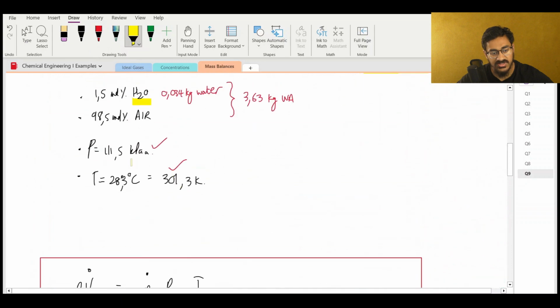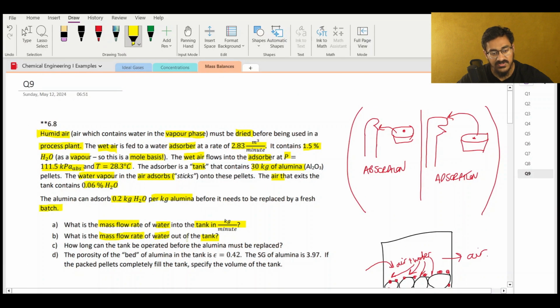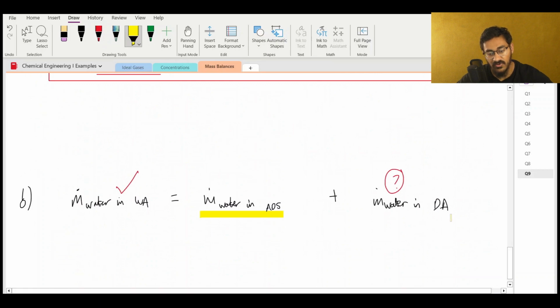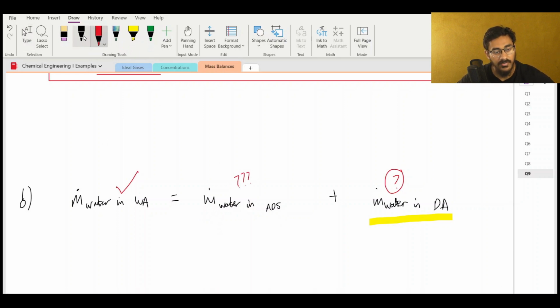Or let me just see that again. What does the question ask me? What is the mass flow rate of water out of the tank? So I actually want to know what is the mass flow rate of water here. Okay, and I want to know what is the mass flow of water in the adsorption stream. So now, and I didn't make a note of this, but this is a component mass balance for H2O.